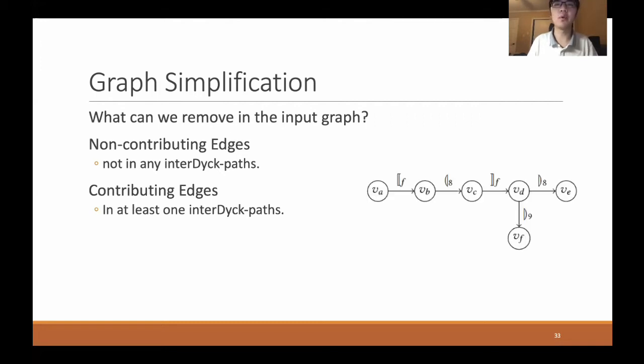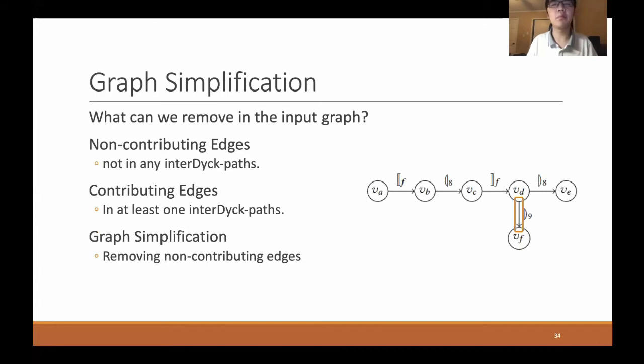In the following example, the closed line parenthesis edge has no matching open line parenthesis edge in the graph, so there is no InterDyck path that contains the closed line parenthesis edge. It is a non-contributing edge. Then to simplify the input graph, we only need to remove the non-contributing edges.